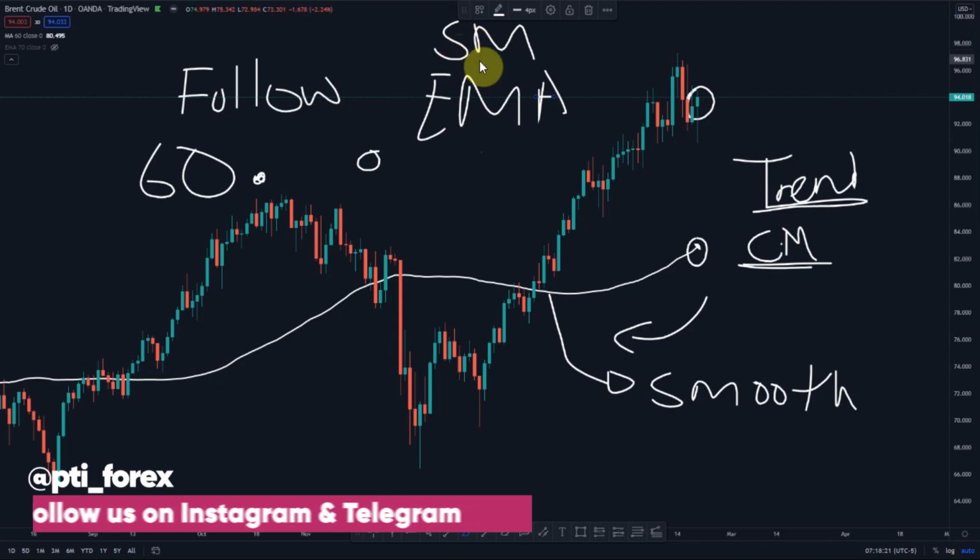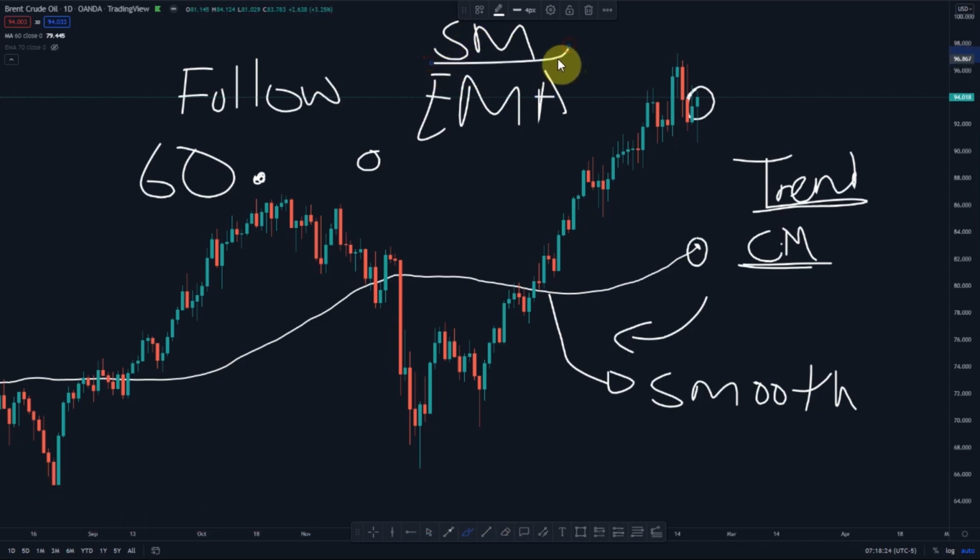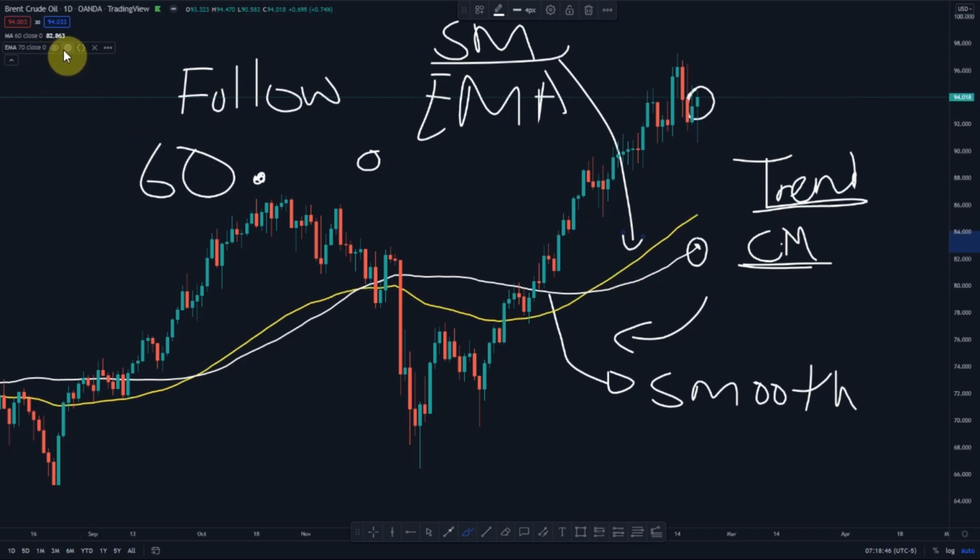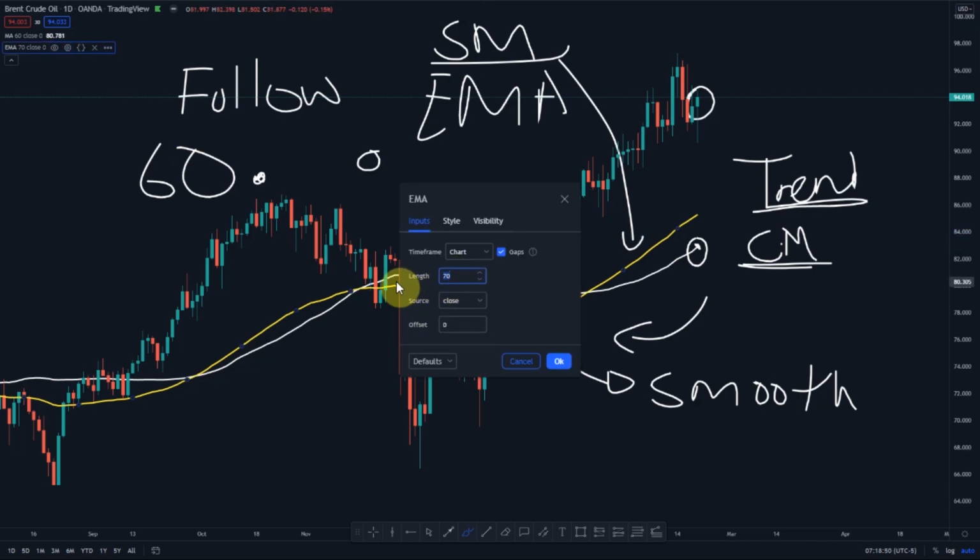The SMA, the simple moving average, is basically the one which I was explaining. It's just a simple moving average. However, the EMA, the exponential moving average, the difference is that it is weighted on the current price, meaning it plots in relation to what price is doing now. If I can just open it here, let me just make sure that the periods are the same. Let me change it to 60.